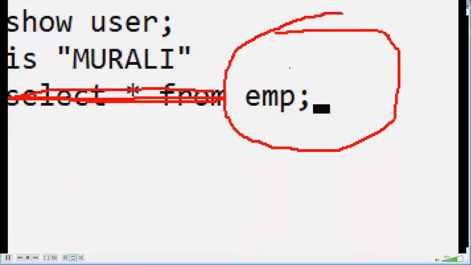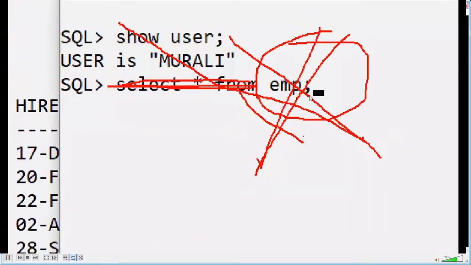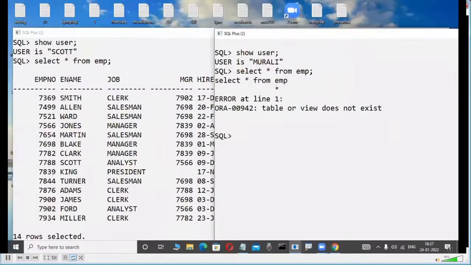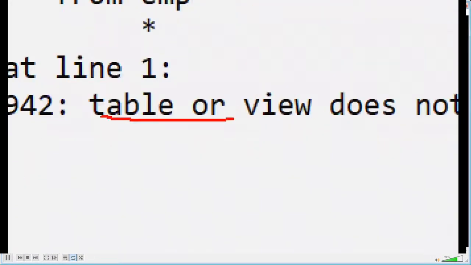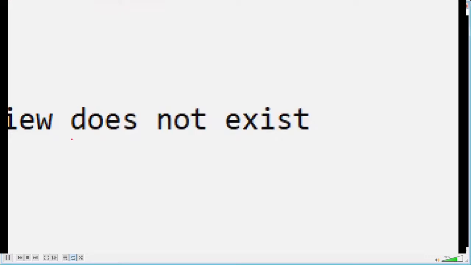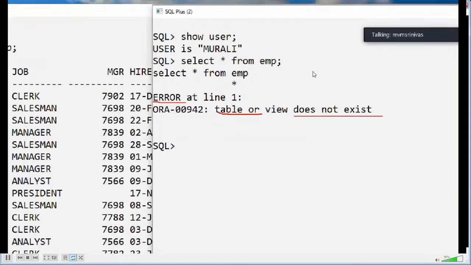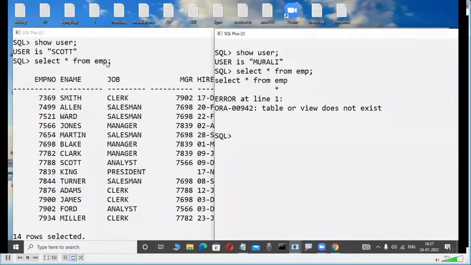Possible or not possible? Now, in the Murali user, is the Scott user table visible or not visible? Is the Murali user allowed to access the Scott user table? Logically observe here, possible or not possible? Very good, one fellow is telling the correct answer. Not possible, because this EMP table is another employee's table. That's why this is not possible. Observe here, I am pressing the enter key, and it is an error: table or view does not exist. Views we will cover later, don't worry. The Murali user is unable to access the Scott user table in this example.